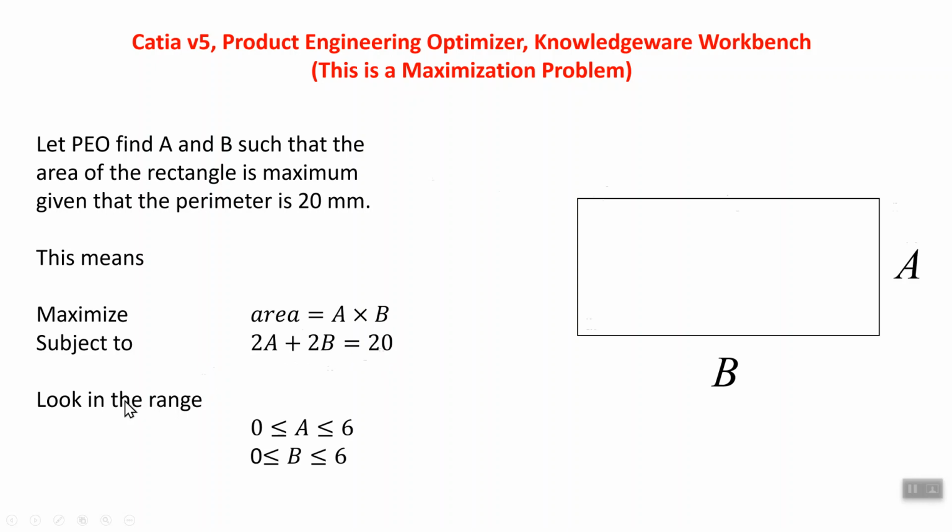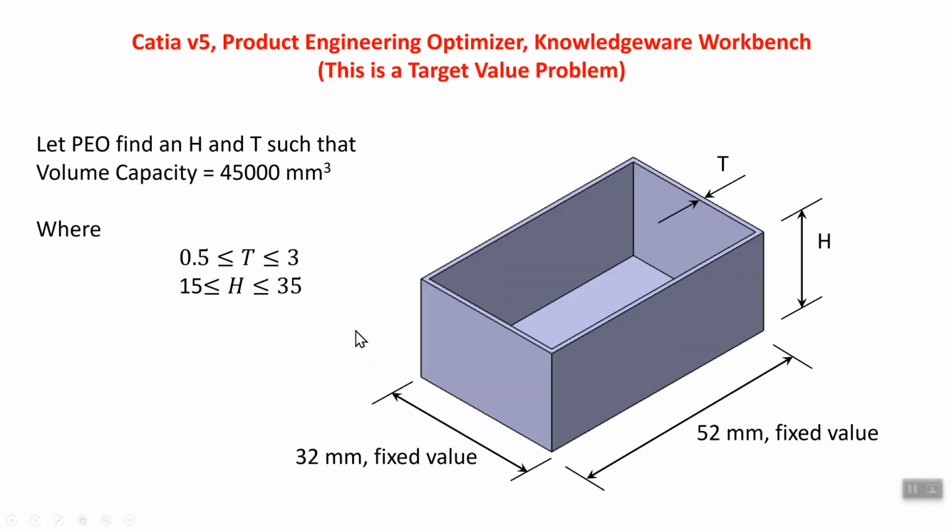Now, remember, A and B are, in all likelihood, physical quantities. Therefore, there is a range associated with them. For example, look for your solution where A is between 0 and 6 and B is between 0 and 6. In this particular problem, there is a unique value of A which will give you that value, but there may be problems where there are multiple values. This is the second problem that I'm going to do.